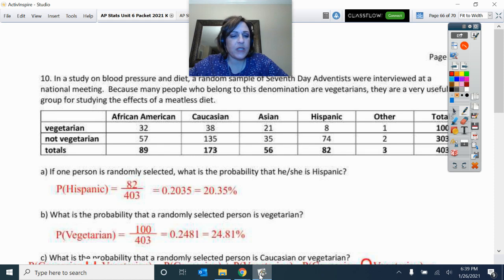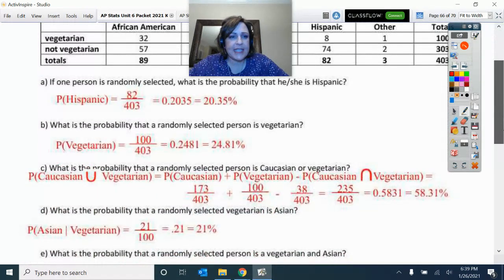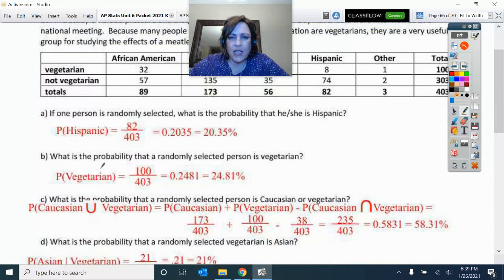All right, continuing with numbers 10 through 13, here we go. So this problem is our table and some probabilities based on that. But in particular, we're interested in, A and B, not too big of a deal. But let's look at C. Don't forget that with this C, it says Caucasian or vegetarian.